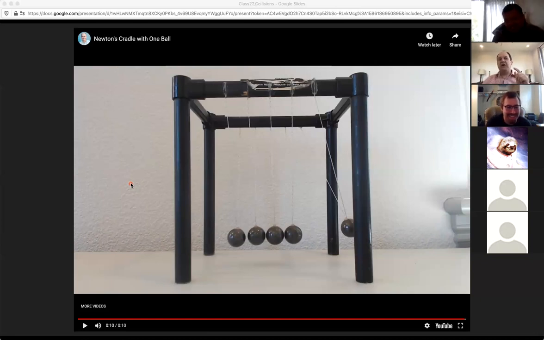Okay, so there's 2 more. If I were drawing a free body diagram of this ball right here, the one that's swinging out to the side, what forces are acting on this ball right now? Gravity and tension. Gravity and tension. Are either of those going to conserve the momentum of these 5 balls?